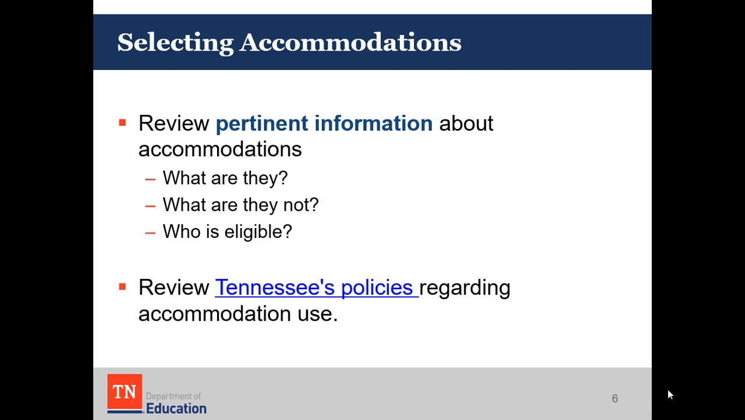When we select accommodations, we must review pertinent information about accommodations, meaning what are accommodations, and more importantly, what are they not, and who is eligible to receive an accommodation. We must always review the Tennessee policy regarding accommodation use. This is especially important as we consider the different tests that students will be participating in during the school year. Not all test accommodations are applicable to every type of assessment where the student will participate.